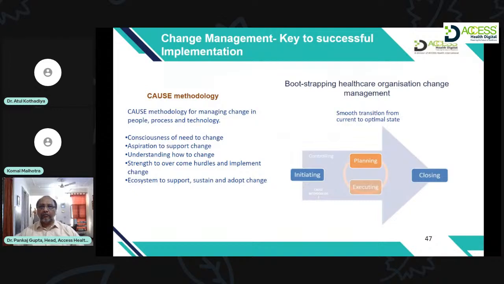I would like to ask Dr. Pankaj if he has anything so far to add on implementation. Yeah, okay.